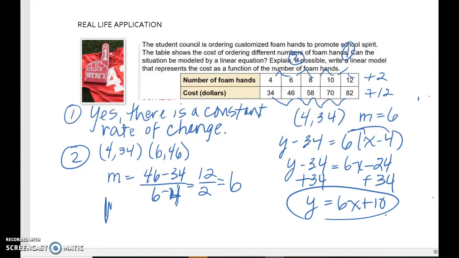Okay, so let me go back up here and make sure we've answered the question, but I believe it just asks us to write a linear model. It does say write it as a function, so you can always write it as f of x equals the expression, but I believe that should be enough to answer the question. So I'm going to stop there.